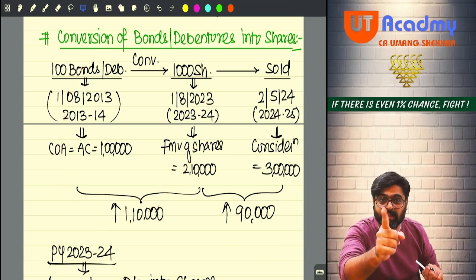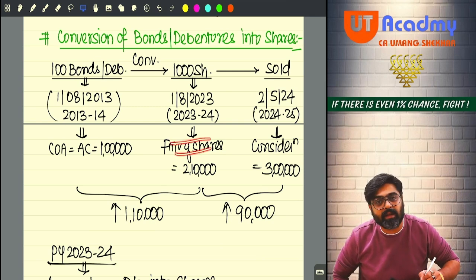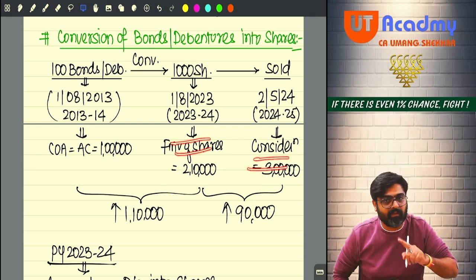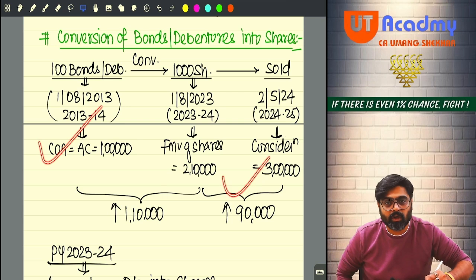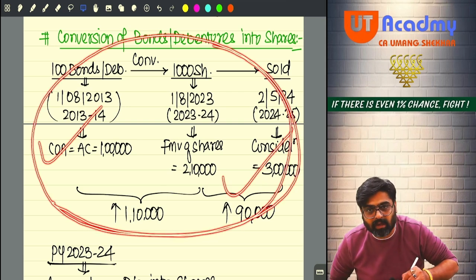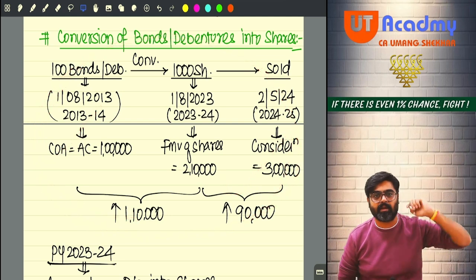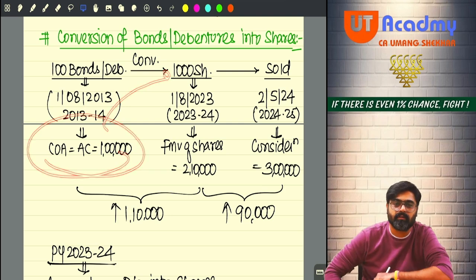So whenever you see the period of holding, you will not see it only from 23-24 to 24-25. You will see the period of holding from 13-14 to 24-25, because for this entire period of holding, whatever gain is happening is getting taxed in your hands by taking this amount as your cost of these shares.